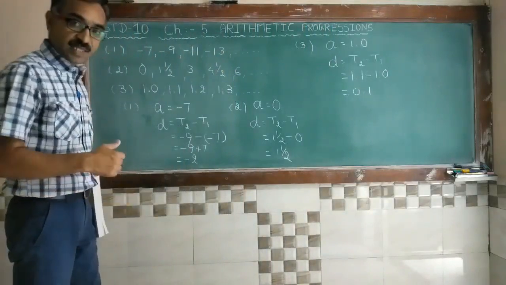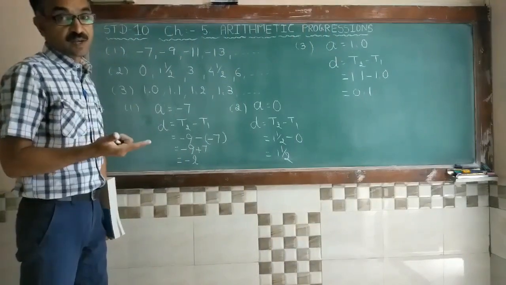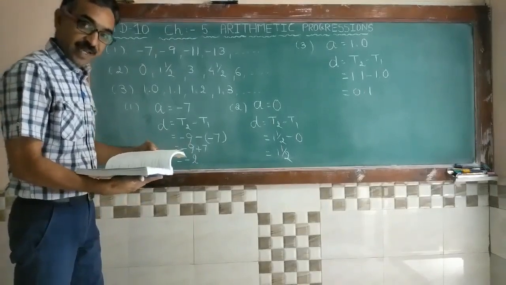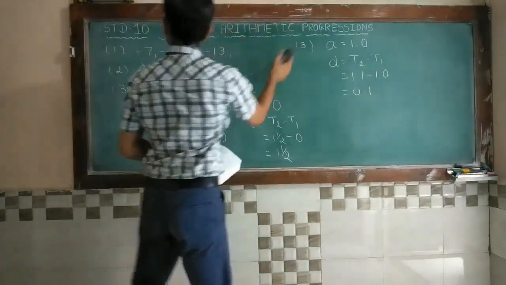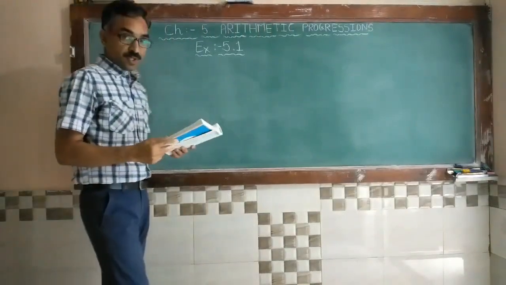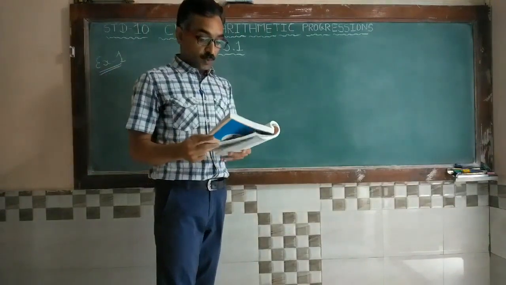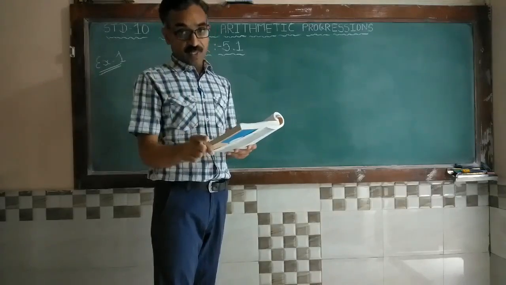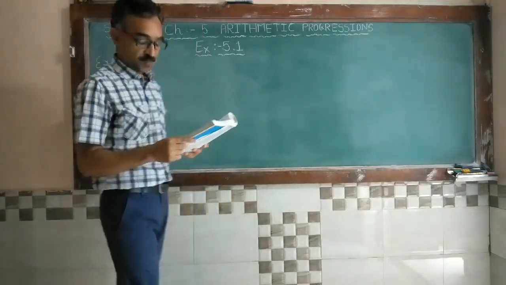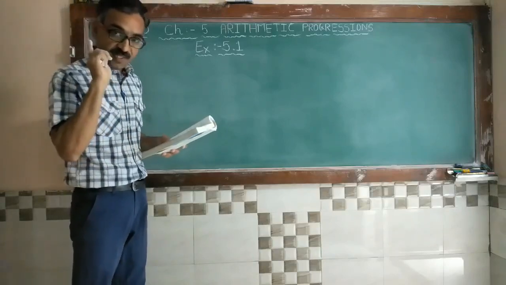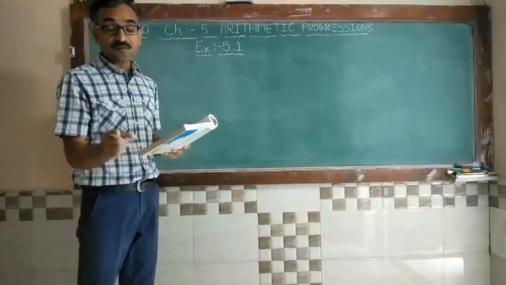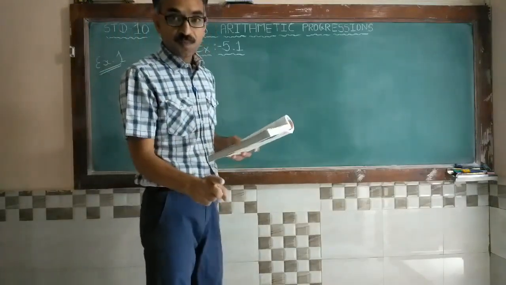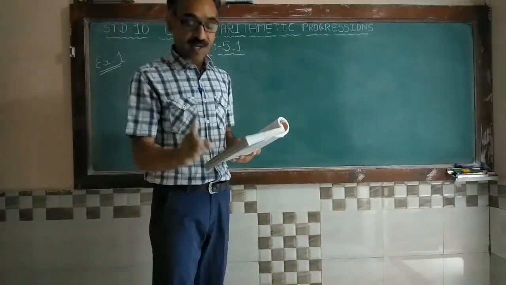Okay. Now let's move towards your first exercise 5.1 in your textbook, and page number is 99. Okay. Let's move. Now in your first example, you have to prove whether it is an arithmetic progression or not. If it is an arithmetic progression, we know it has a fixed common difference. The common difference is always same. And so, you can say that it is an arithmetic progression.